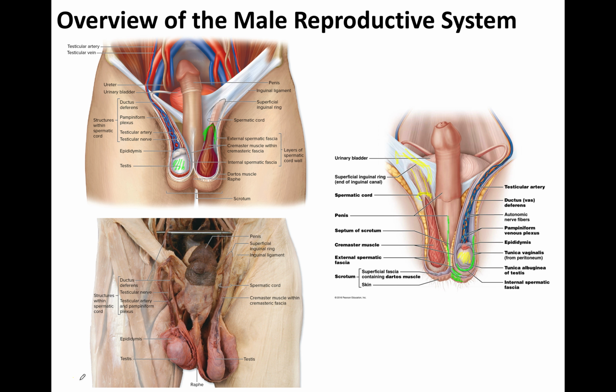Actually, it's when the vas deferens will branch. So the vas deferens will be right here, and then blood vessels will be right next to it right here. Okay.